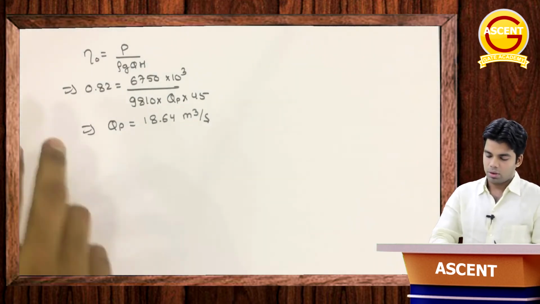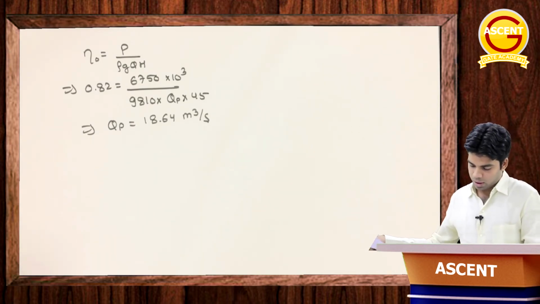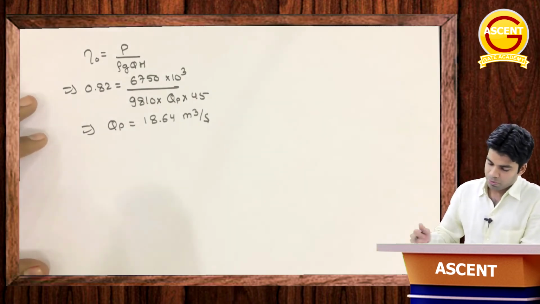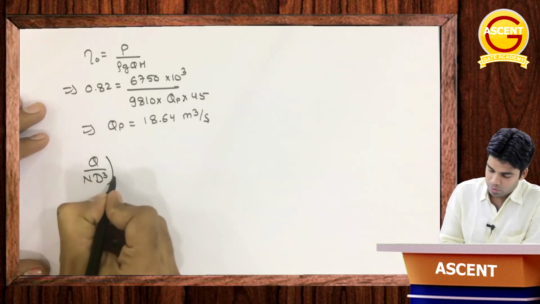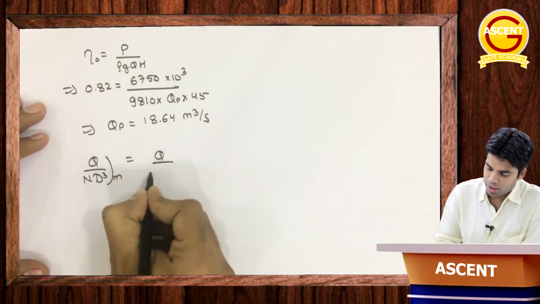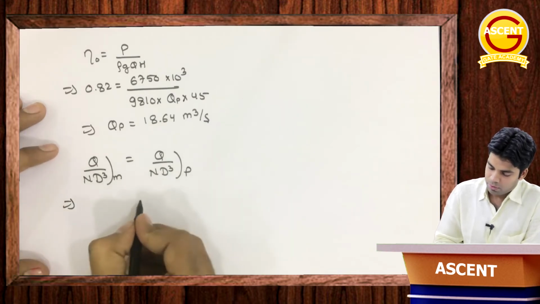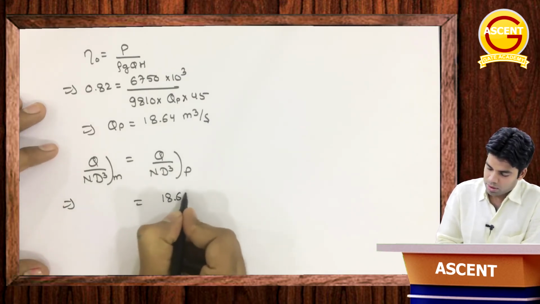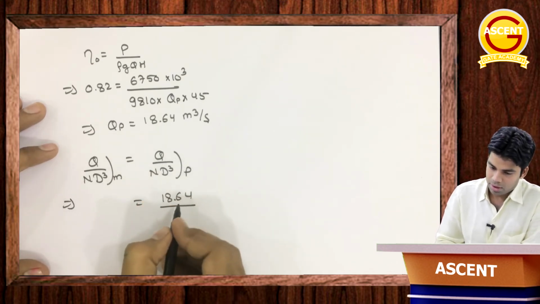Getting this? Now this is the Qp, but we want to determine the value of Qm. So again using the discharge number, which is Q by N D cube, this will be Q by N D cube for the model is equal to Q by N D cube for the prototype. Just put the value. For the prototype, Q is 18.64 divided by N of the prototype, which is 300.